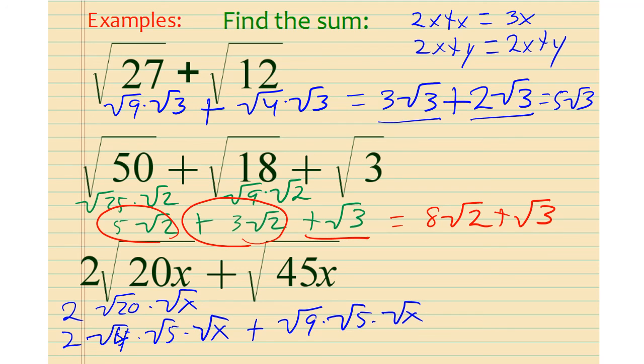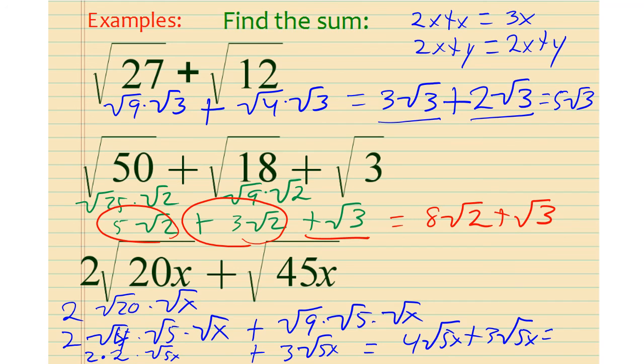Do I know what the square root of 4 is? It is 2. So I have 2 times 2 times the square root of 5x. Over here I have 3 times the square root of 5x. So that's 4 times the square root of 5x plus 3 times the square root of 5x. Can I add those together? I can. They have the exact same thing inside the radical. 4 plus 3 is 7, so they add up to 7 times the square root of 5x.